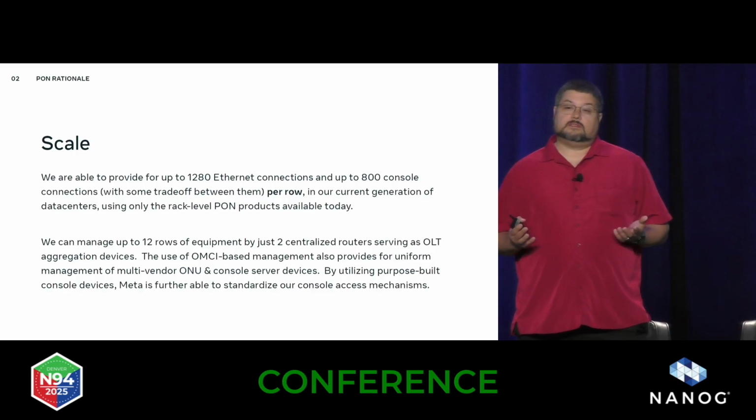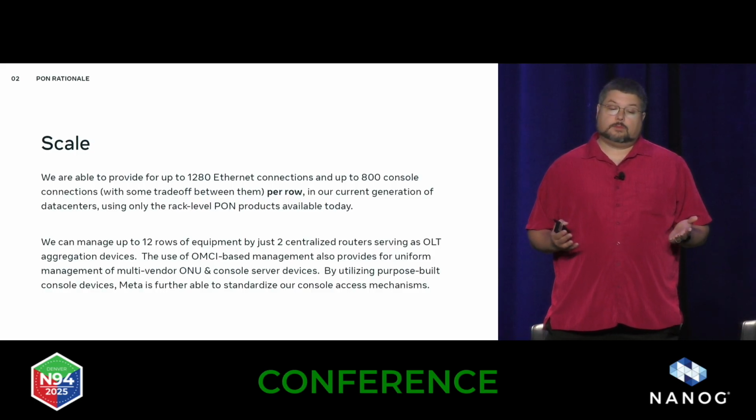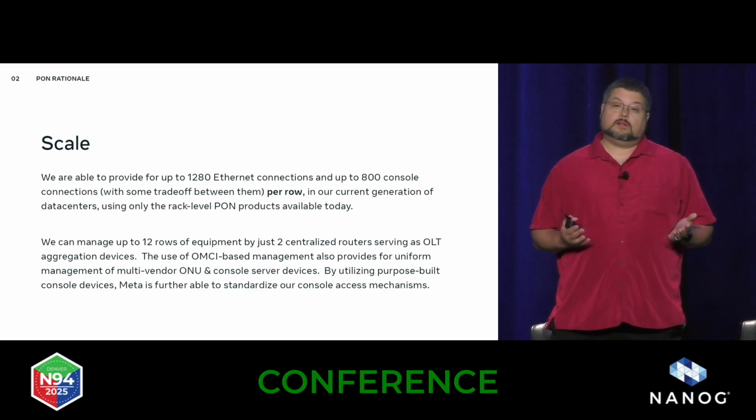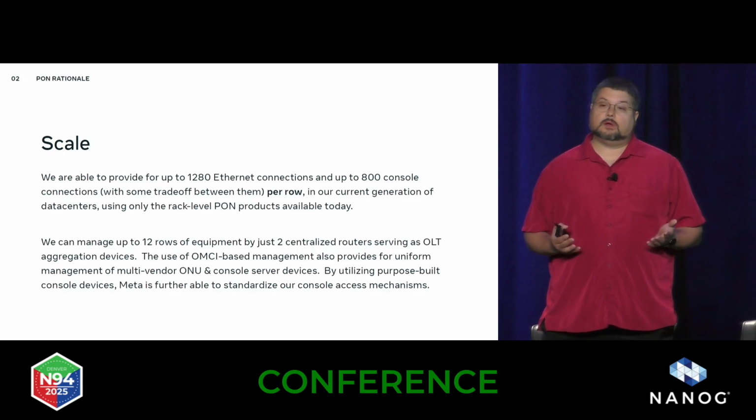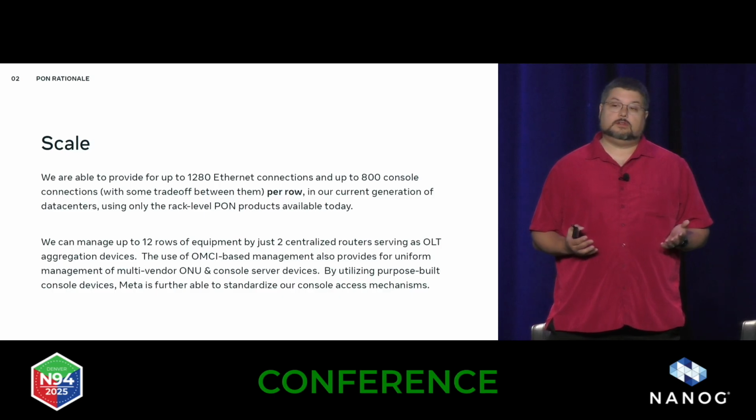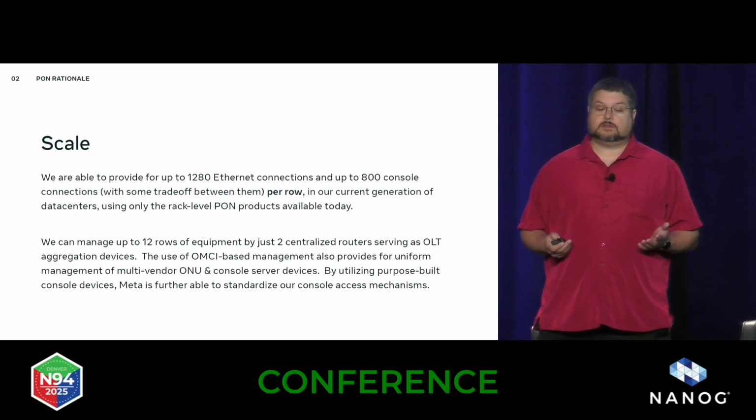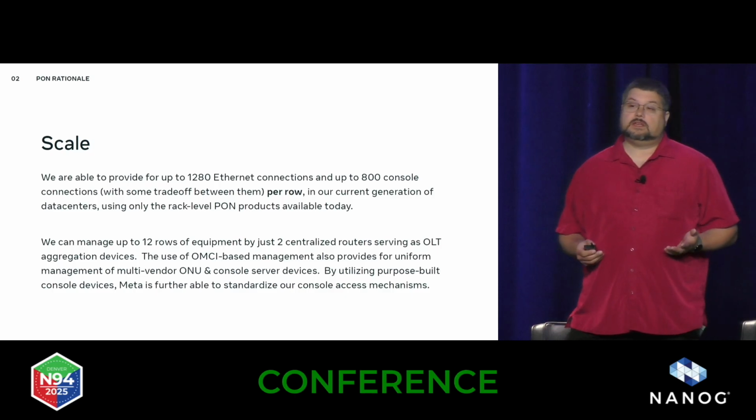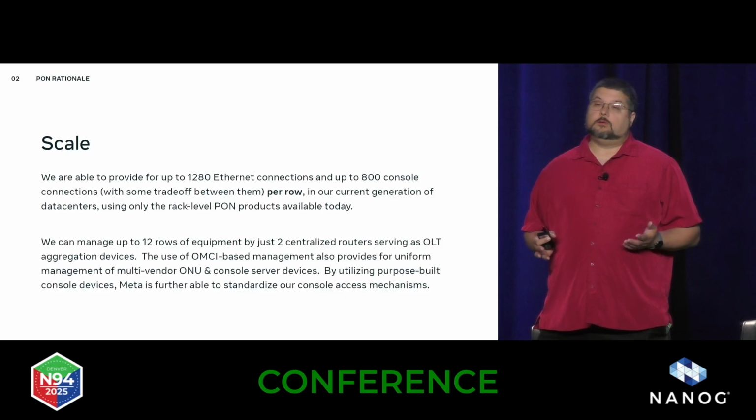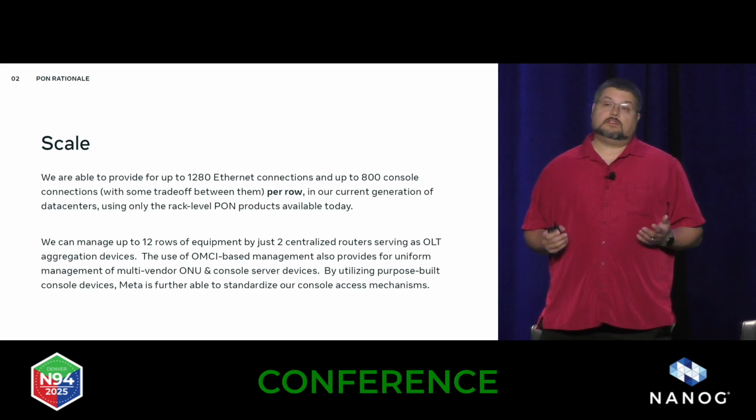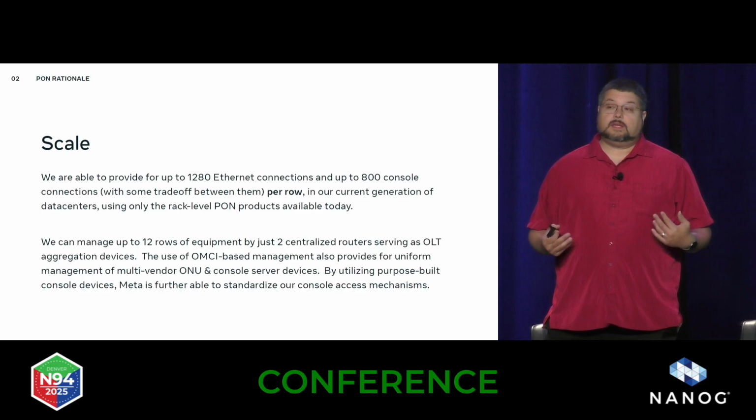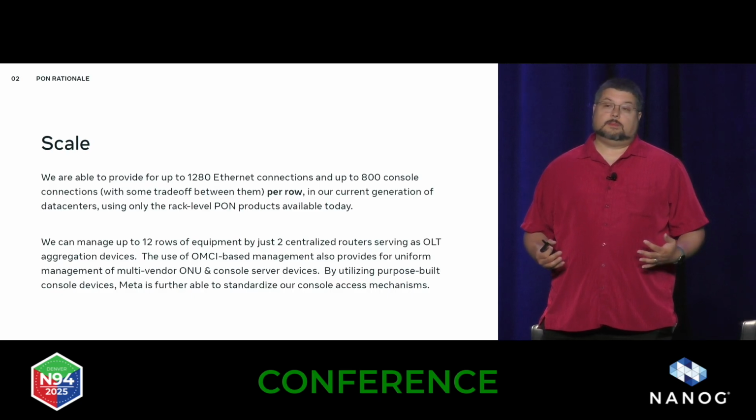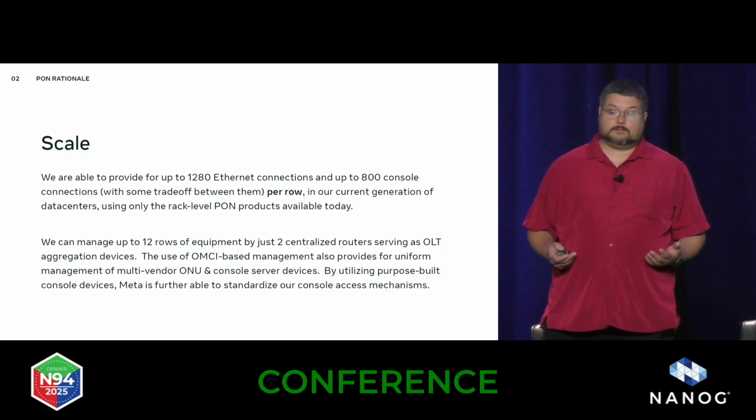Scale is another big consideration. Given our current footprint, we can deploy up to 1280 Ethernet and 800 console per row. It's about a 10x improvement over what we currently do maximum today from our end of row solution. Additionally, we can manage up to 12 rows on a single pair of OLT aggregation devices. That's a huge savings for us in terms of number of devices managed, especially because although we do have automation, every device under management could be subject to a firmware upgrade problem or a configuration drift issue or any other problem that requires operator intervention.